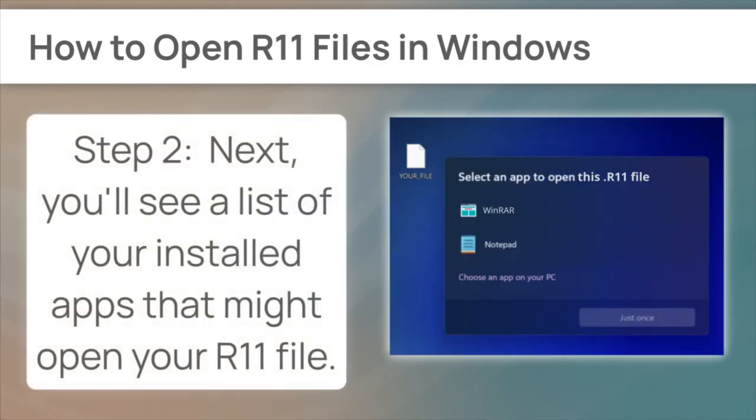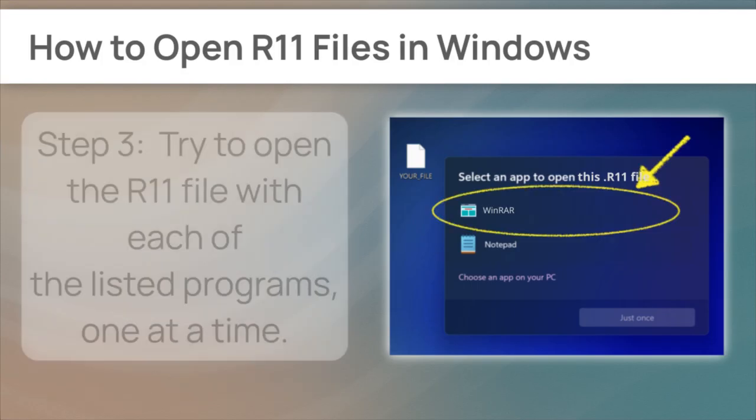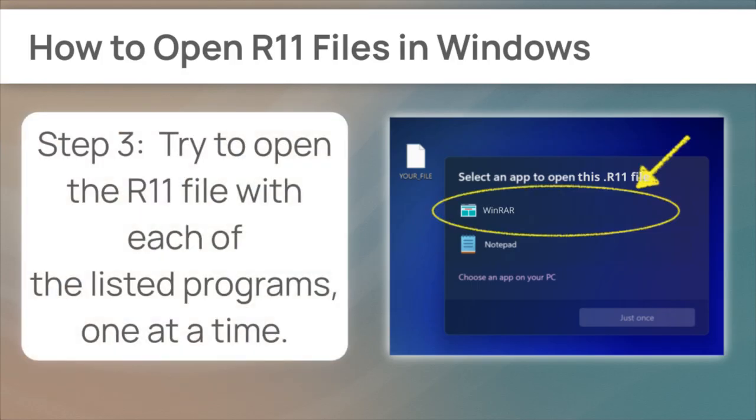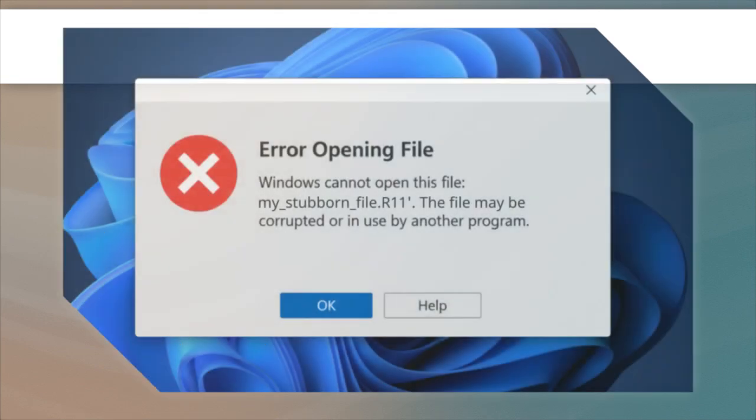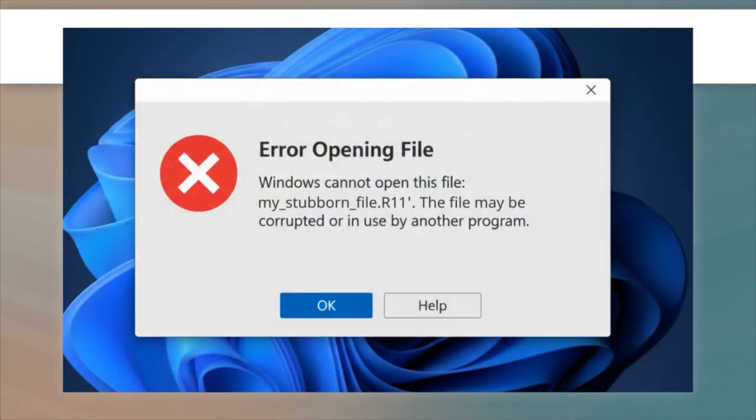Right-click the R11 file and choose Open With. Start with WinRAR if available. If not, select another application from the list. If your R11 file is not opening yet, that is normal. We've isolated the failure to one of three common causes.